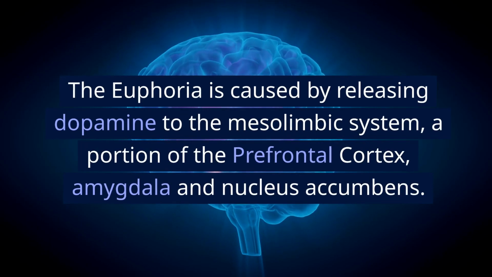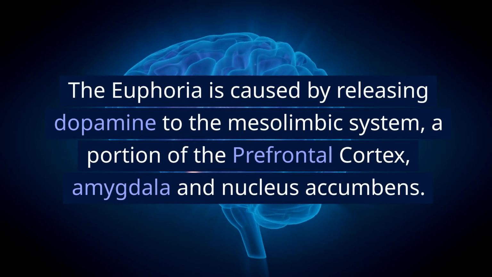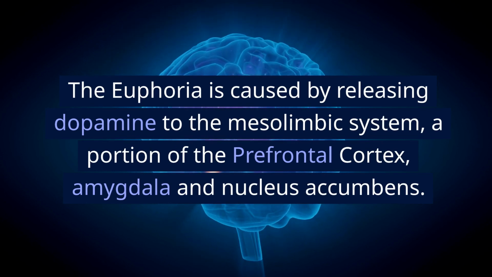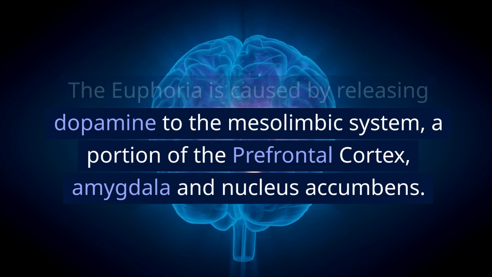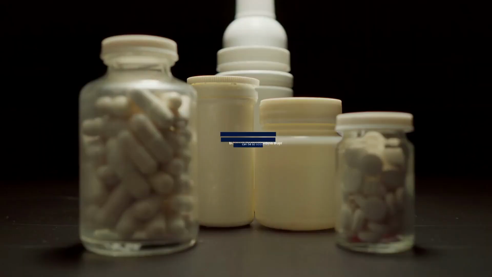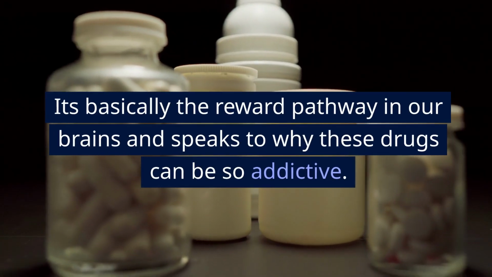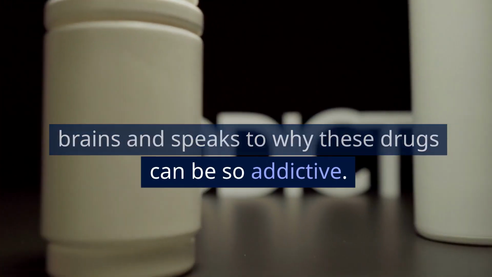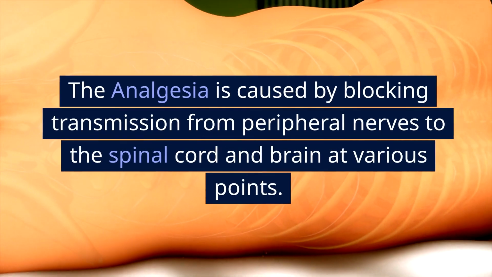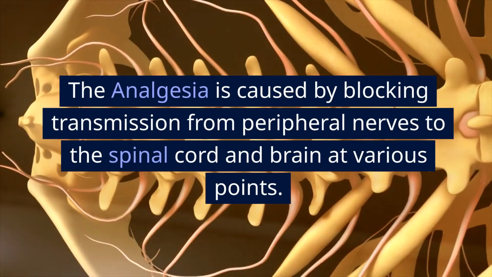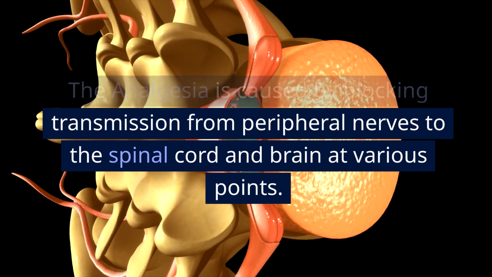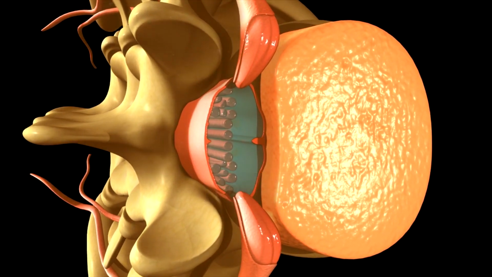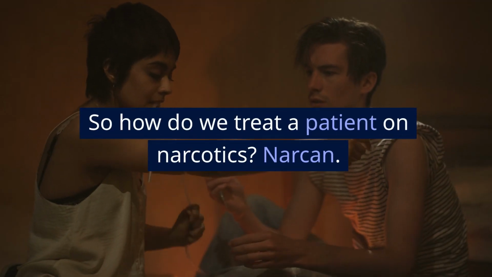The euphoria is caused by releasing dopamine into the mesolimbic system, a portion of your prefrontal cortex, amygdala, and nucleus accumbens. It's basically the reward pathway in our brains and speaks to why these drugs can be so addictive. The analgesia is caused by blocking transmission from peripheral nerves to the spinal cord and to the brain at various points. So how do you treat a patient on narcotics?